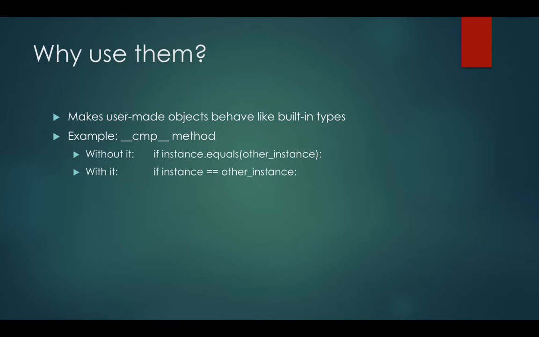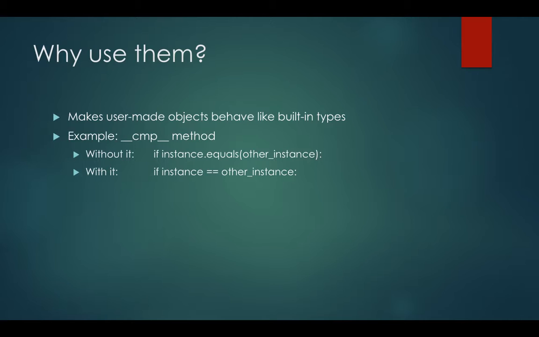So, without CMP, and you've probably seen code like this before, if we have two instances of an object, one called instance, one called other instance, and we're trying to check if they're equal to one another, we could call instance.equals other instance. We have to call the equals method, and it will tell us whether or not they are equal. Now, most programmers can understand this code. It's relatively easy to read.